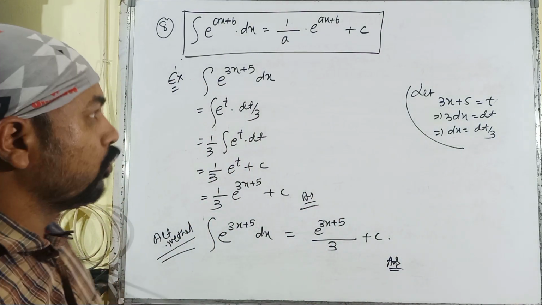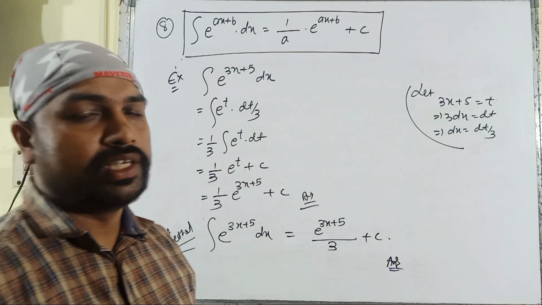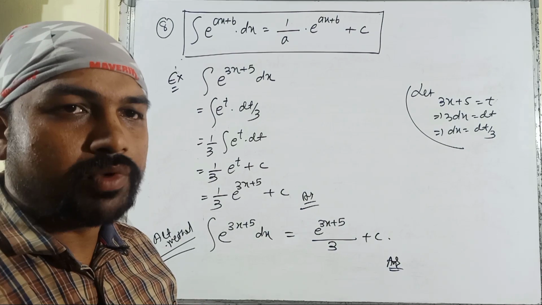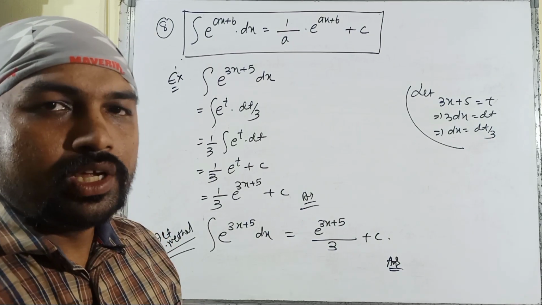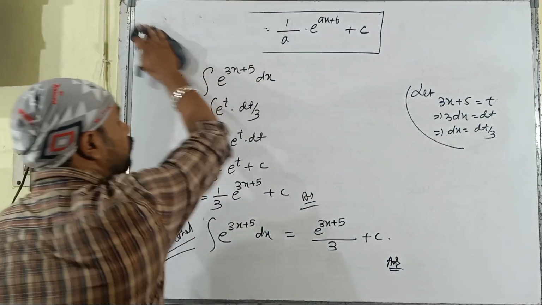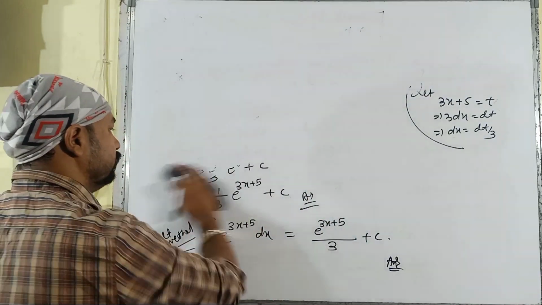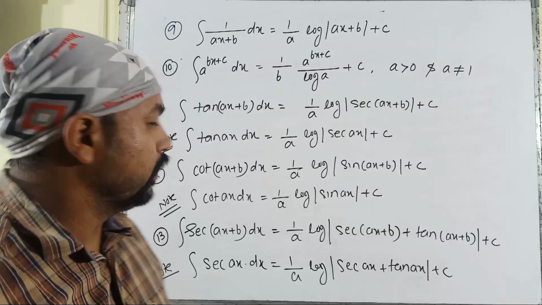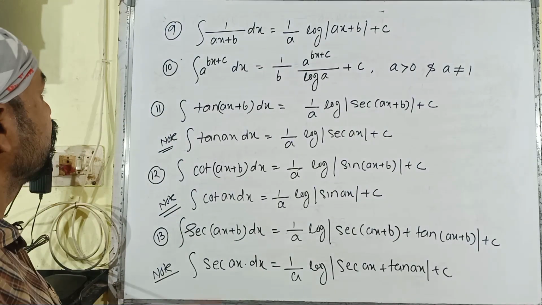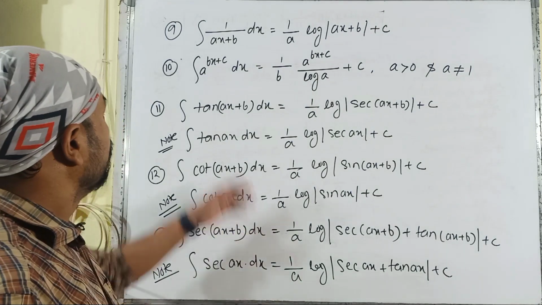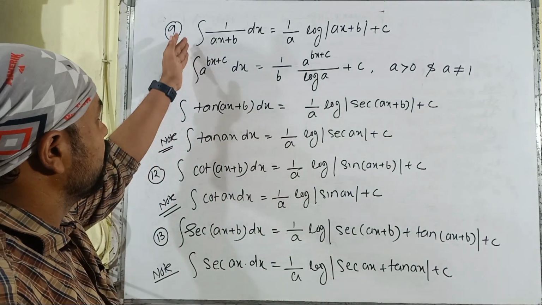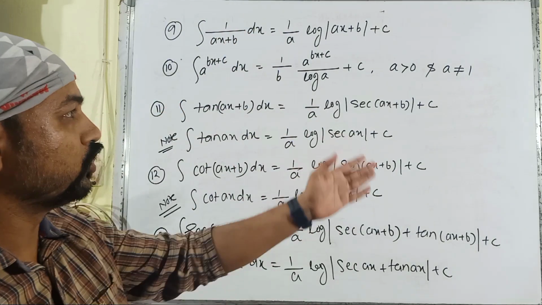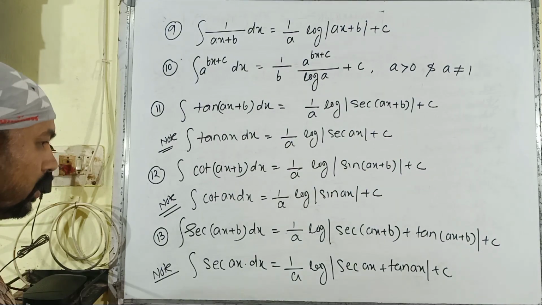So these are some of the problems based upon theorem number 8. Then let us write down the rest of the theorems, and then we can solve some of the basic problems based upon this current video session. Here are the rest of the theorems based upon the method of substitution. Theorem number 9 is the integral of 1 upon ax plus b with respect to x. It is 1 by a log modulus of ax plus b plus c. Similarly, all of the rest of the theorems are there.